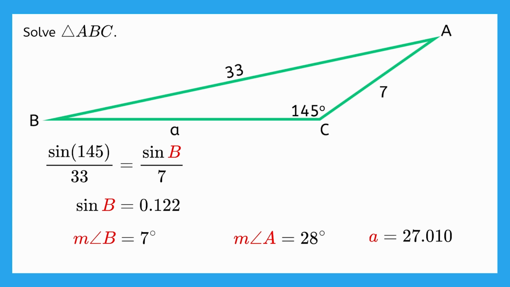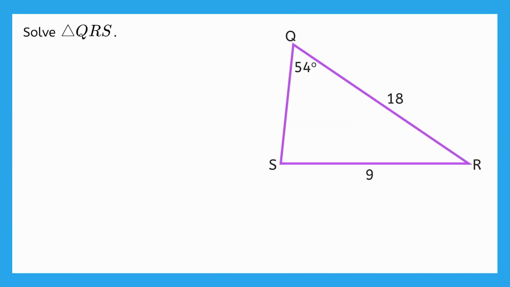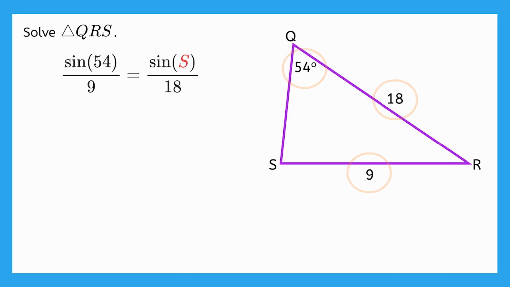Take a look at this next example. Solve triangle QRS. I notice right away this is the ambiguous case because we're given two sides and the non-included angle. I set up law of sines to solve for angle S. Sine of 54 over 9 equals sine of S over 18. This gives me sine of S equals 1.618.